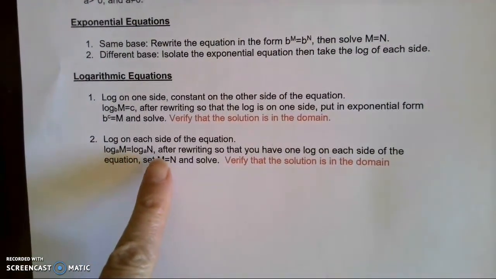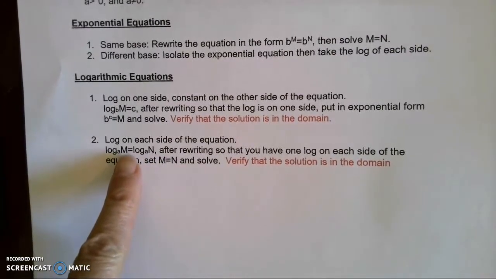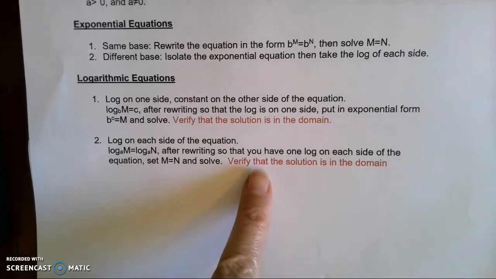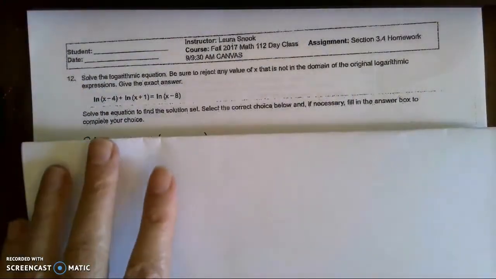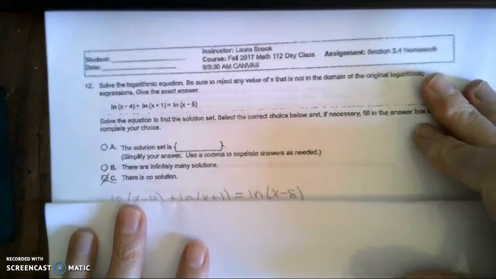So what we want to do is rewrite them so that we just have one log each side, and then we're going to set the m equal to the n. And then we always want to make sure that the solutions are in the domain. Okay, so what I want to do is combine the left side together using the product rule.